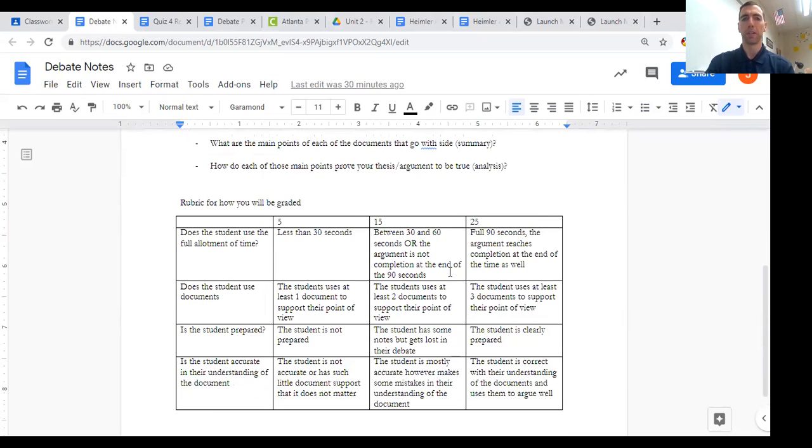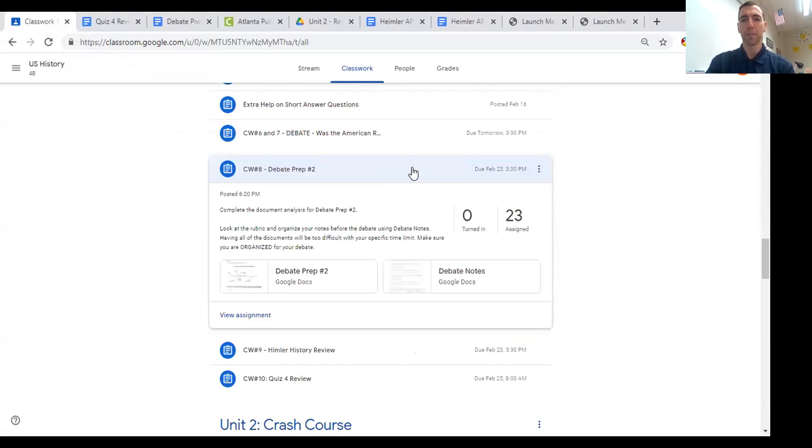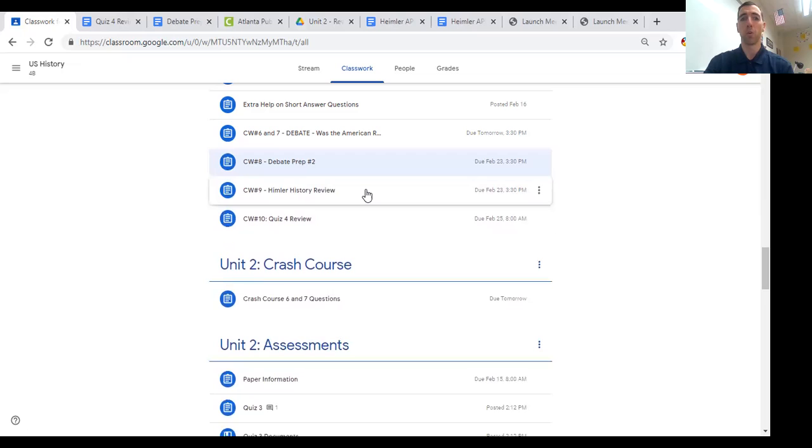I've also attached a rubric so you can know how I'm going to be grading this so you can be preparing. That's going to be due on the 23rd, which is Tuesday at 3:30. This is so I can give feedback to you on Wednesday so that if you did something incorrect, you will know and be able to get ready for that actual debate. Because again, that debate is half a test grade. It's about 2 quiz grades.